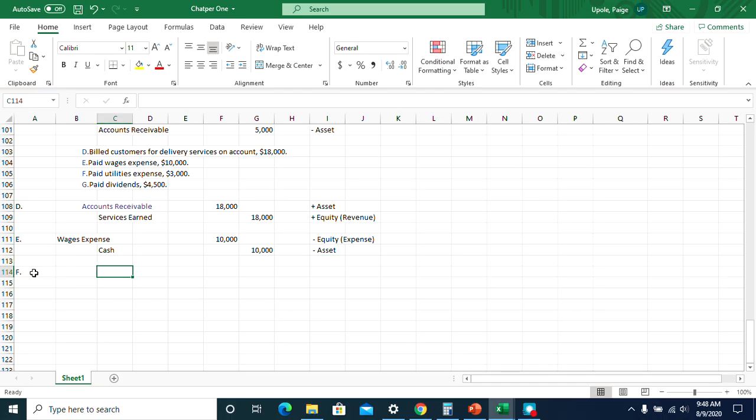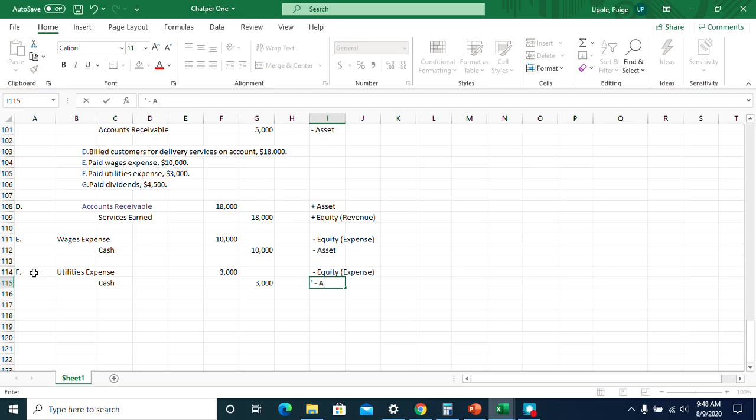Now I have item F, pay utility expense. This is very similar. I'm debiting utilities expense because it is an increase to an expense account, so I debit, and I'm paying in cash. So we can record here what happened. Well, this is a decrease to equity in the form of an expense. And again, it's also a decrease to an asset because we had to pay cash to pay our bills.